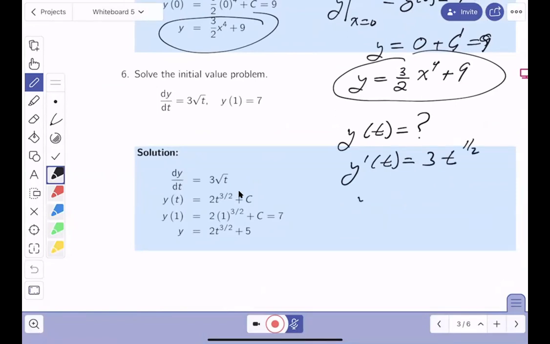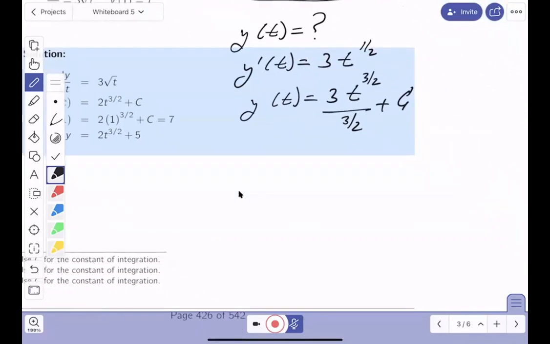We're going to go backwards to y now. How do I do that? Increase the exponent by 1. Divide by the new exponent, which is 3 halves, plus c. I got to clean that up, don't I? So what do you get over here? Y of t. Well, divided by 3 halves is like multiplying by 2/3. So it's going to be 2t to the 3 halves plus c.